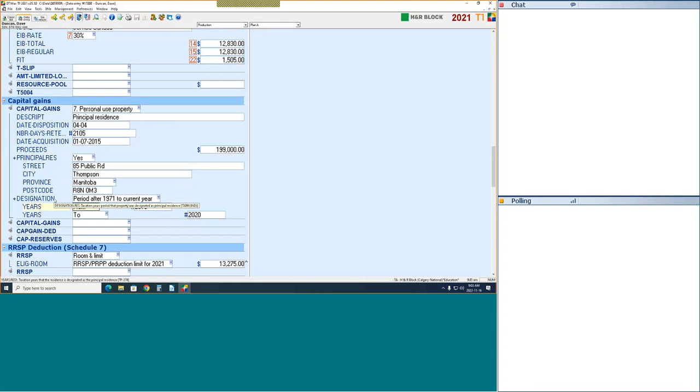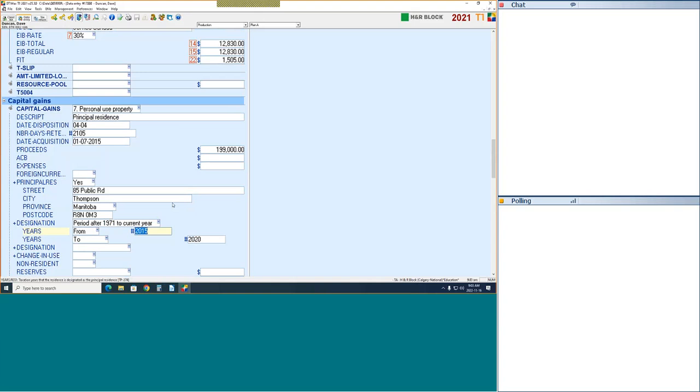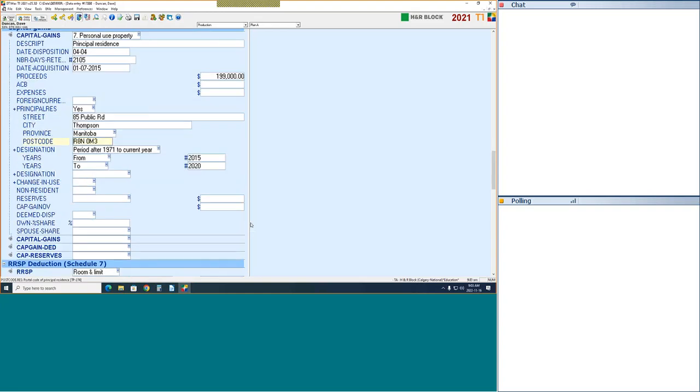The designation must always be period after 1971 to current year, not the other option, which is designate year zero. Always want to give specific dates. So that's going to give us the option of saying from the year that he bought the property originally to the year before this year. He sold it this year. You're going to designate it to the year before that. So for our Dave Duncan file, it will designate from 2015 to 2020. And that lets us use the plus one rule in the most effective manner.